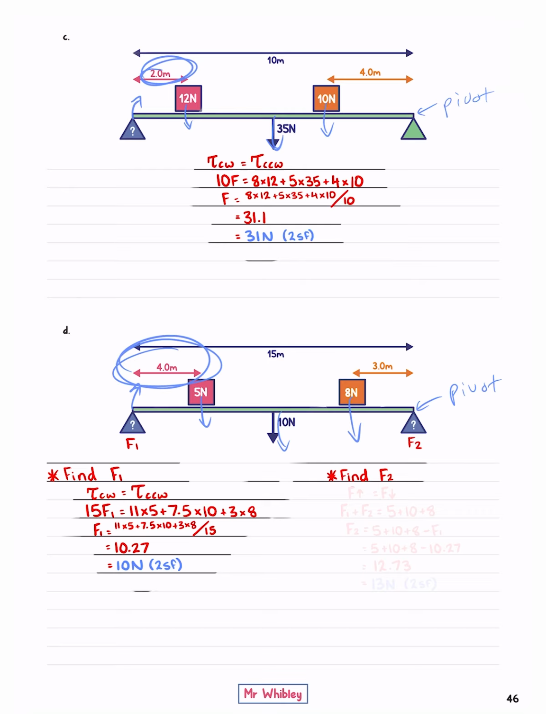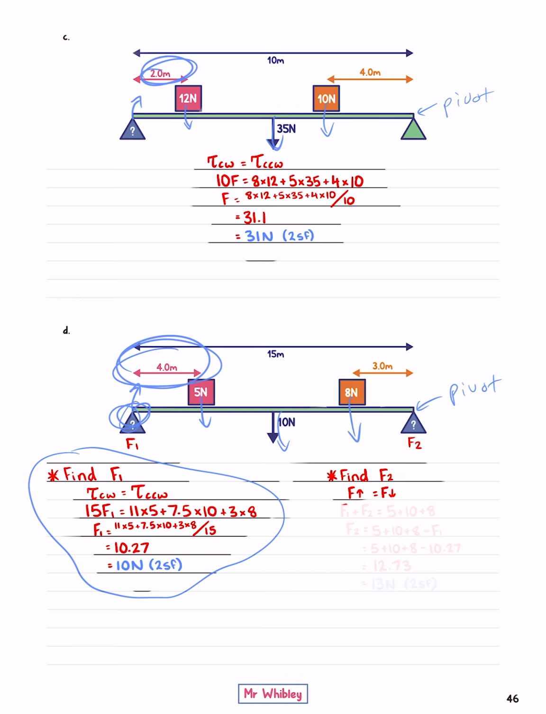And now to find F2, we could repeat this same process, but with the other side being our pivot. A quicker way, however, is to make use of our second equilibrium condition, which is that our forces must be balanced. Specifically, our up forces must equal our down forces.